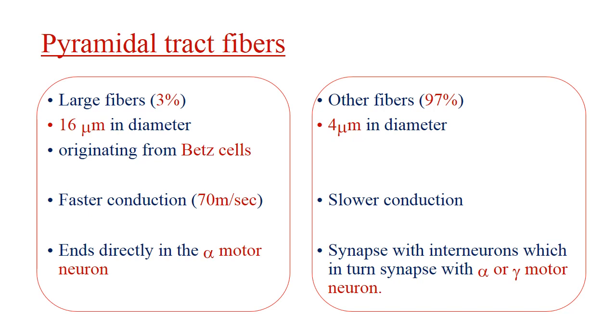The second type, which is the larger type, occupies only 3%. The first type, at 97%, is the commonest fibers and has no specific name, smaller and slower in conduction. The second type is large in size, and they have a special name: Betz cells. These are larger in diameter and faster in conduction, with a velocity that reaches 70 meters per second. They have no interconnection or synapsing with the interneurons. They pass directly and synapse with the alpha motor neurons. Okay, these are the big differences between the two types of fibers of the pyramidal tract.